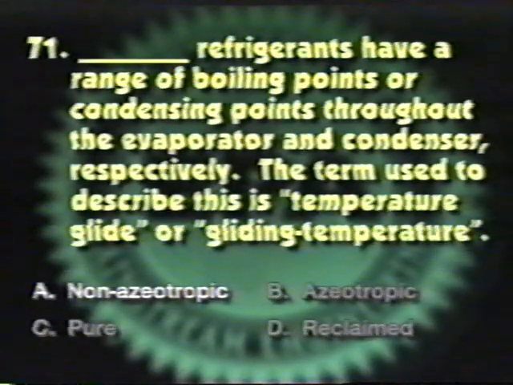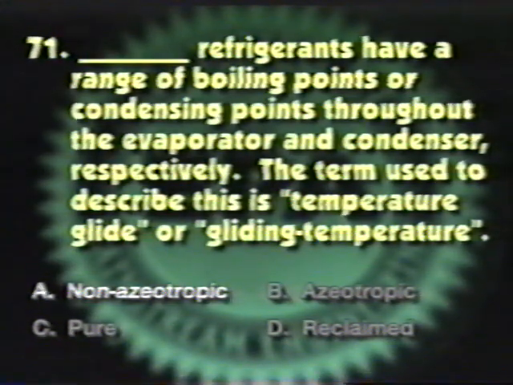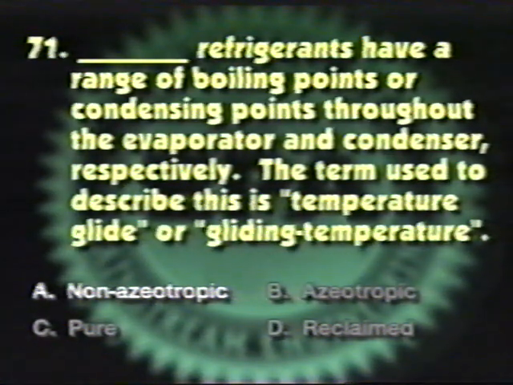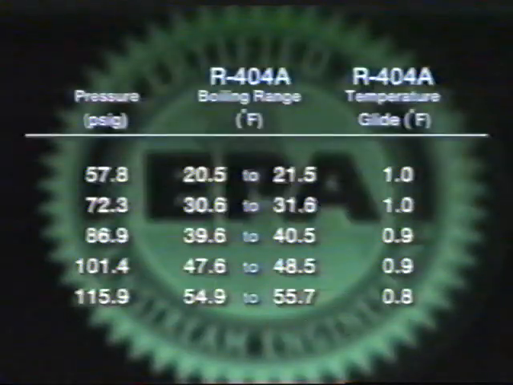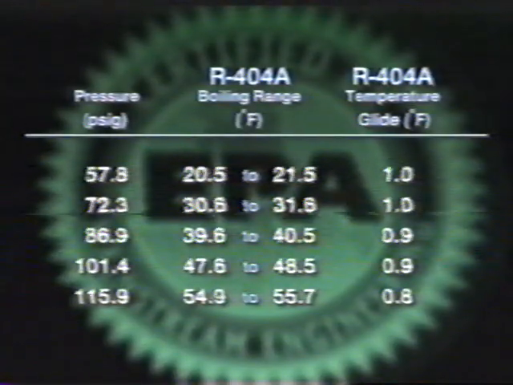The answer is A. A non-azeotropic or zeotropic refrigerant blend, sometimes referred to simply as a blend refrigerant, has a range of boiling points. This table illustrates the characteristic for R404A. The range of boiling points is sometimes referred to as the temperature glide.